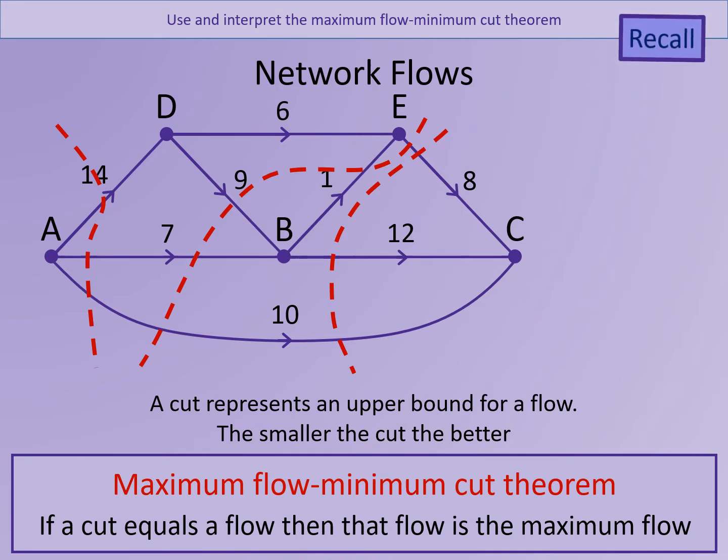The rule for a cut is that it has to be a line travelling through arcs only, and it has to separate the source from the sink. We found that the value of a cut was an upper bound for what a potential flow might be through a network. So the smaller the cut, the better, because the value of a cut is saying the flow can definitely not be any higher than this number. So we get more information if we've got a small number for that. Then the maximum flow minimum cut theorem says that if we can find a flow that equals the value of a cut, then that must be the maximum flow.